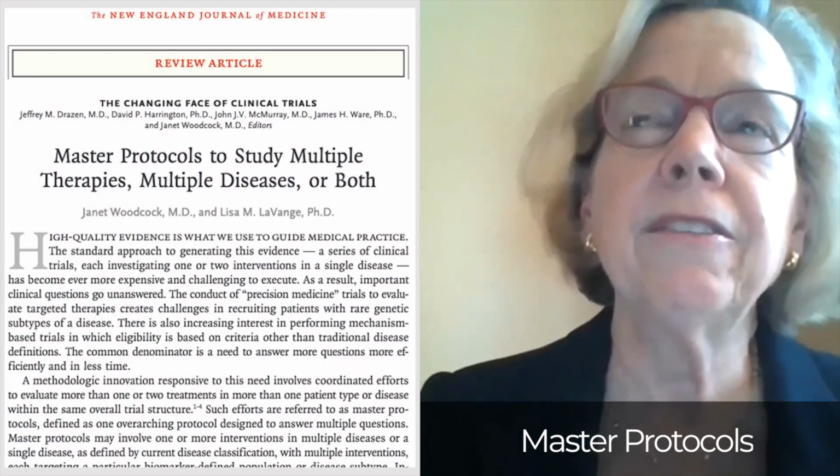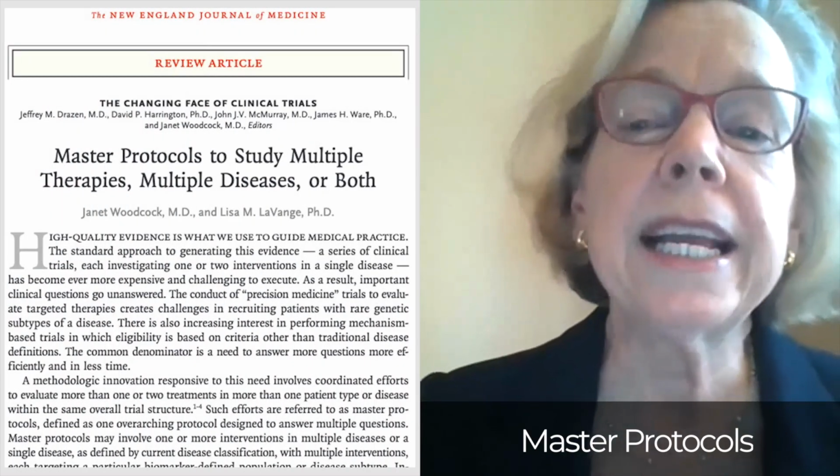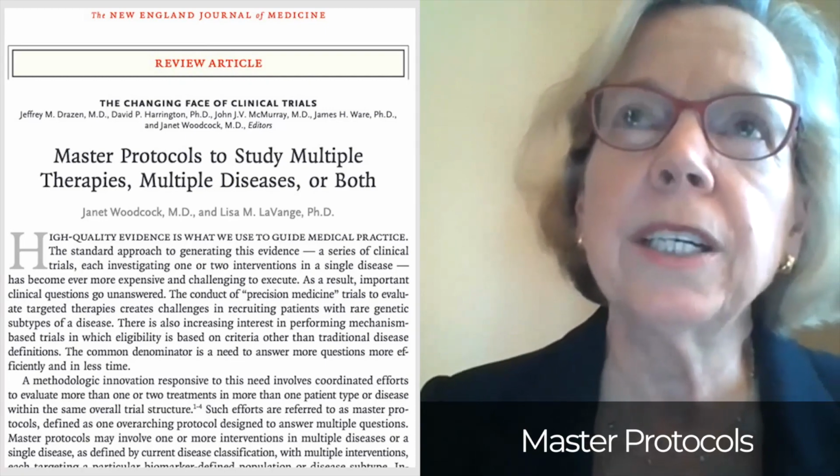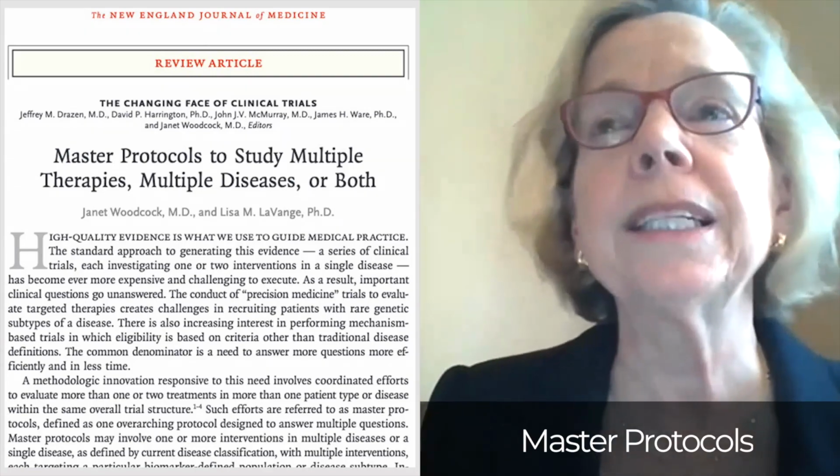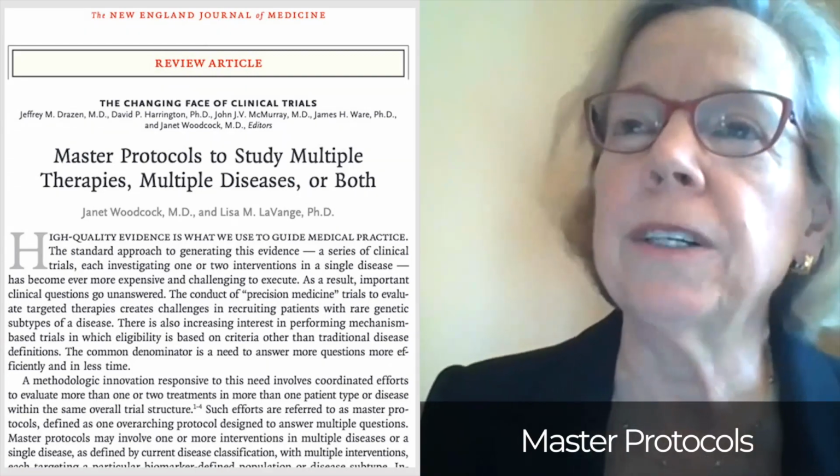So Dr. Woodcock, Janet Woodcock, she is the director of CDER, the Center for Drug Evaluation and Research, and just a tremendous force for finding safe and effective medicines for patients in need. She and I wrote a paper in the New England Journal in 2016 about master protocols, and the message from that paper is quite clear that FDA was really advocating for collaborative research efforts like this so that patients could get access to different treatments and could be found more quickly and efficiently to be a match for a particular trial.